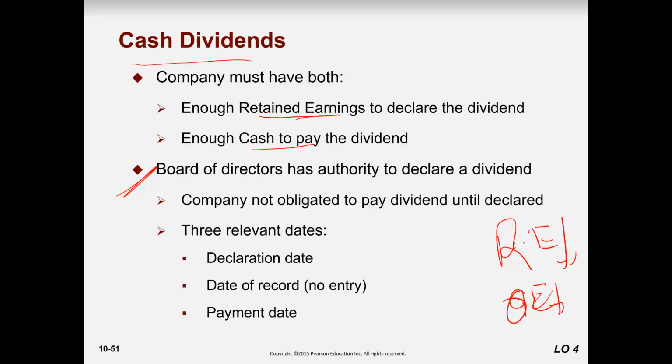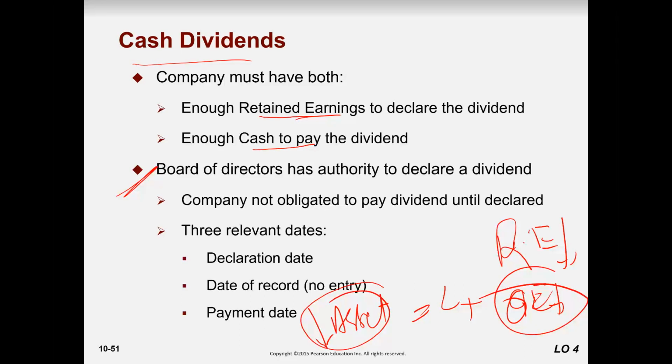When owner's equity decreases, on the other side there are assets. Assets decrease because the dividend is backed by cash. Cash decreases, assets decrease, retained earnings decrease, which means equity decreases.